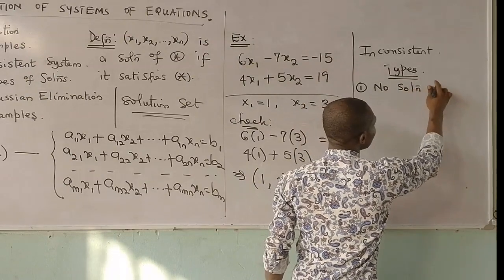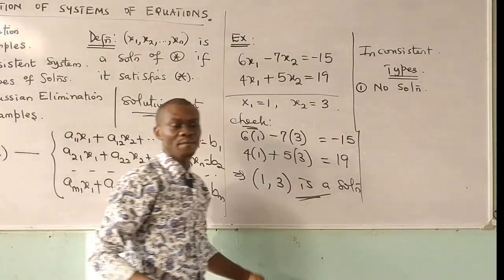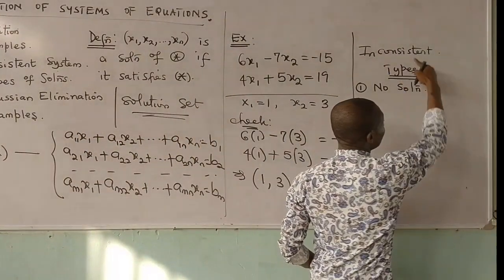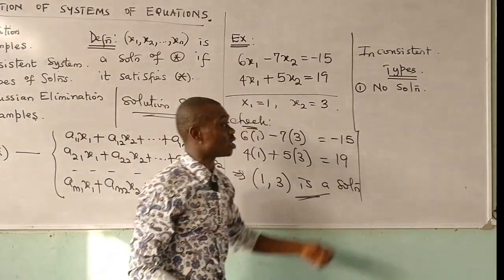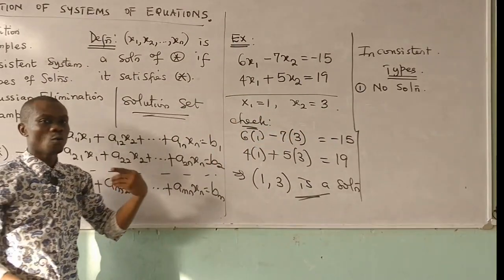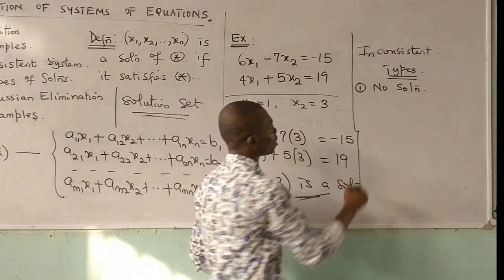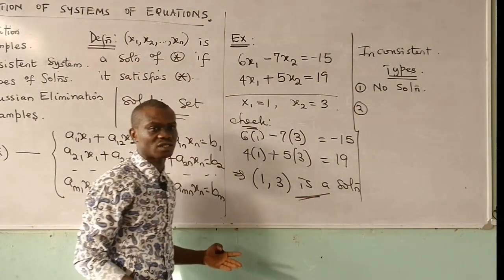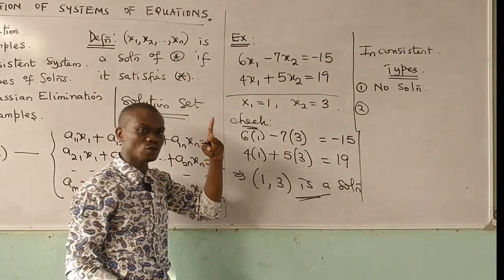So you have the no solution case. A system may have no solution, and as I said already, this is said to be inconsistent. We are going to see the condition of a system that will show you whether it will have a solution or not.